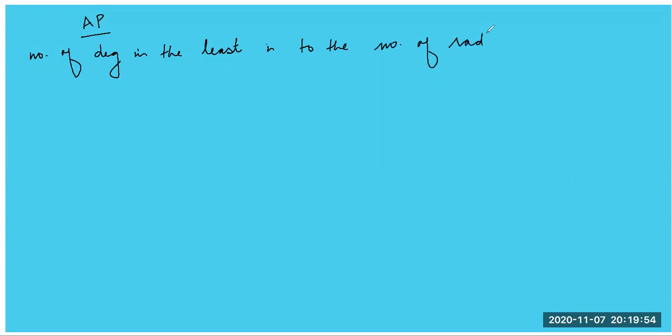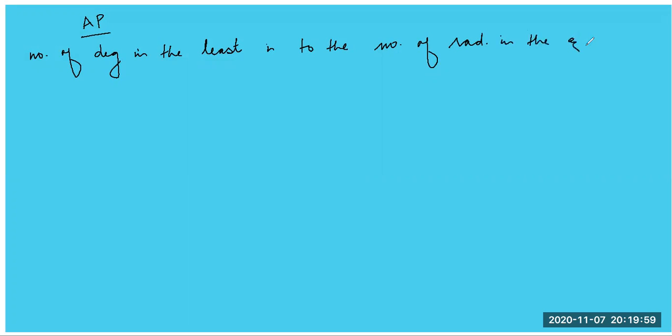Let us join your arithmetic progression and your trigonometry. He says the angles of a triangle are in AP. The number of degrees in the least is to the number of radians in the greatest is 60 is to pi. This is an IIT level question.